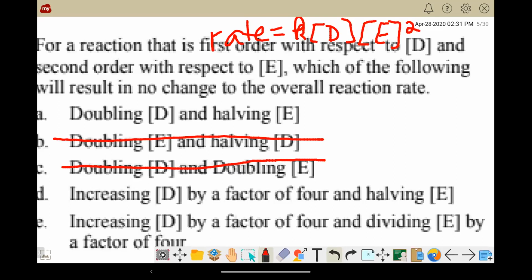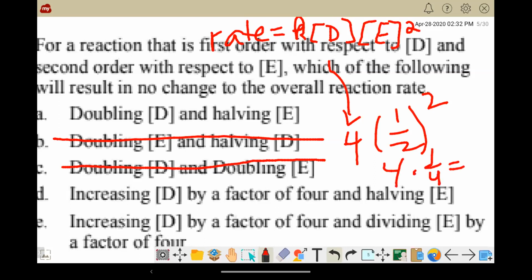So let's try D. That was the most popular one. This is kind of how I would do this. If I increase D by a factor of 4, and I have E, and whatever I do to E is squared, so 1/2 squared is 1/4, and so 4 times 1/4 is 1, which would be no change in the overall reaction rate. Doubling D and having E, choice A, would work if D and E had the same exponents as each other.